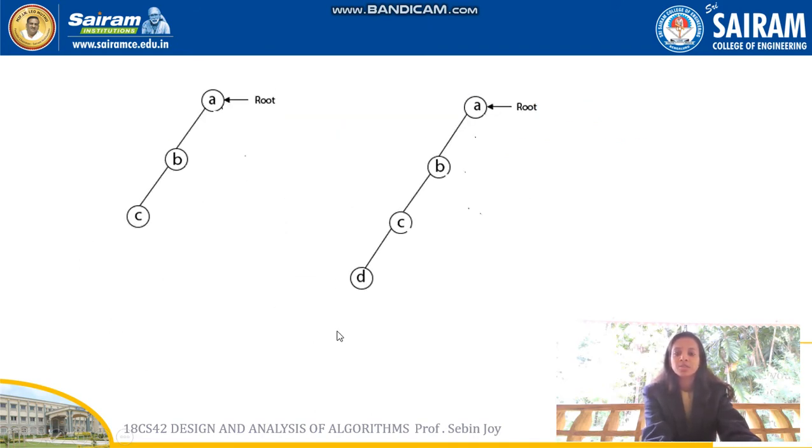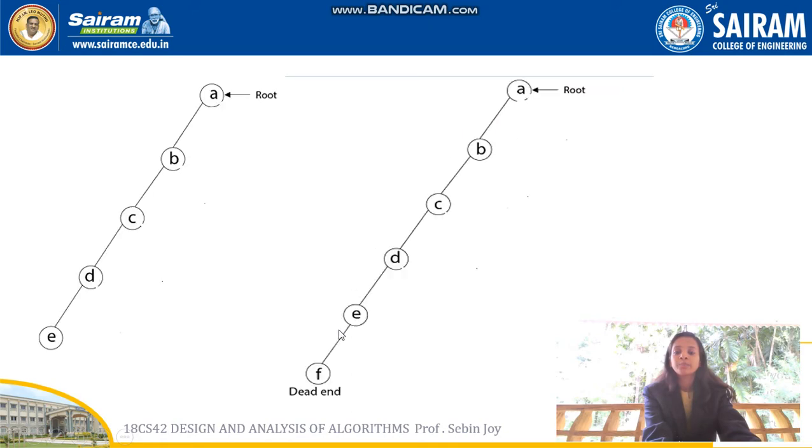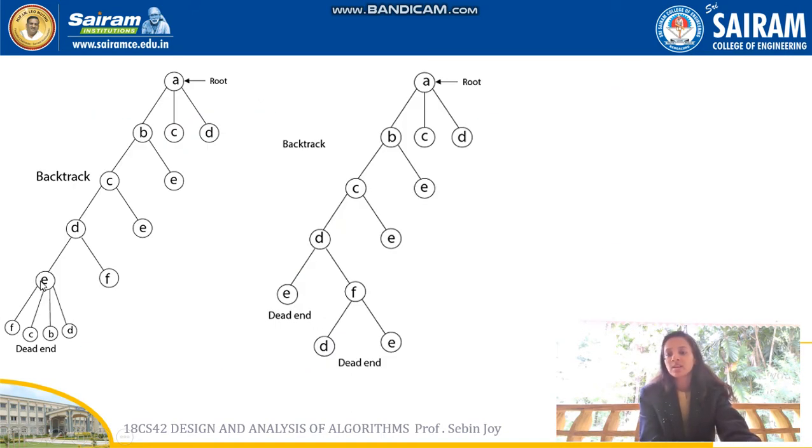So I'll visit F. But is there any edge from F to A to go back? No. That means I have reached a dead end. So what will I do? I have to backtrack. Now I will do the backtracking. From F to E, we don't have any other options to move forward because C, B, D are all visited. So again I will backtrack here.